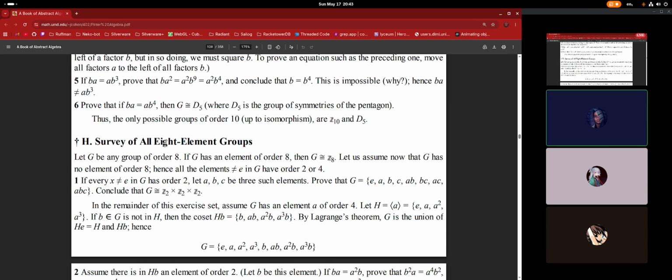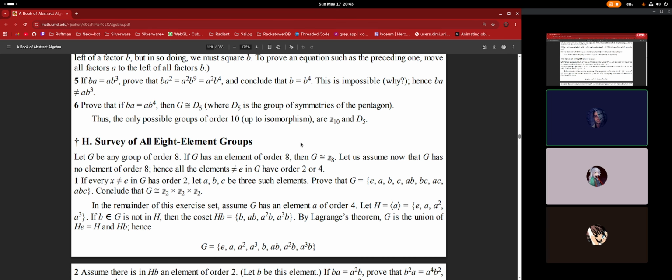So the exercise says that if you have an element of order 4, and you square that element, the outcome is an element of order 2. Yes, that makes sense. I was confusing the order of elements with the order of groups. That's why it was taking a while for me. But it actually does make sense.